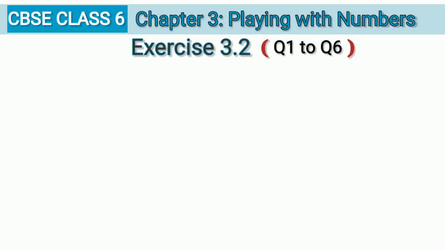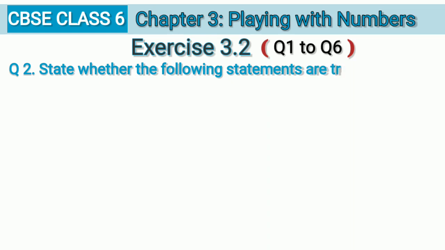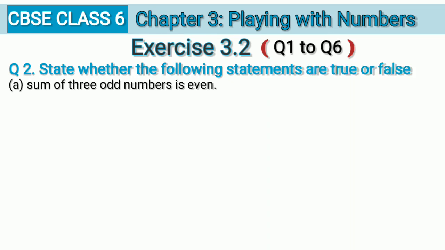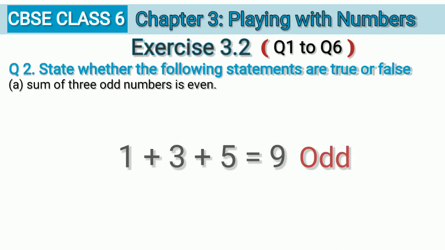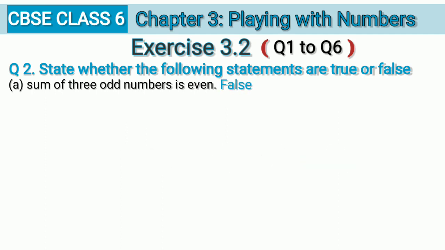Our next question is: state whether the following statements are true or false. First statement, the sum of three odd numbers is even. Let us quickly add three odd numbers and see. 1 plus 3 plus 5 comes to 9. If we add three odd numbers, we get an odd number. So this statement is false.